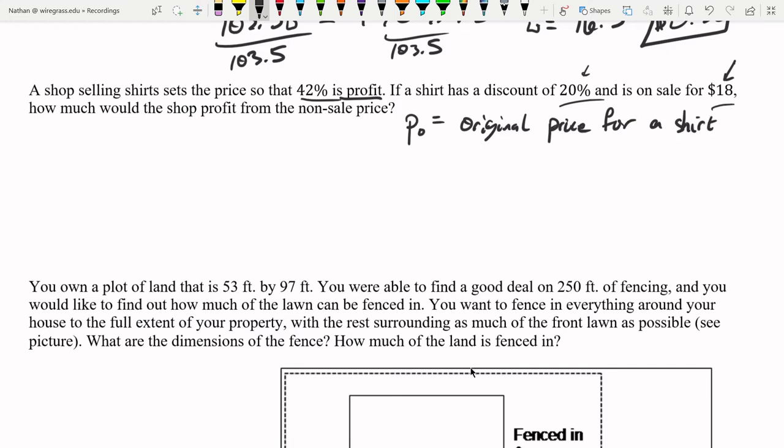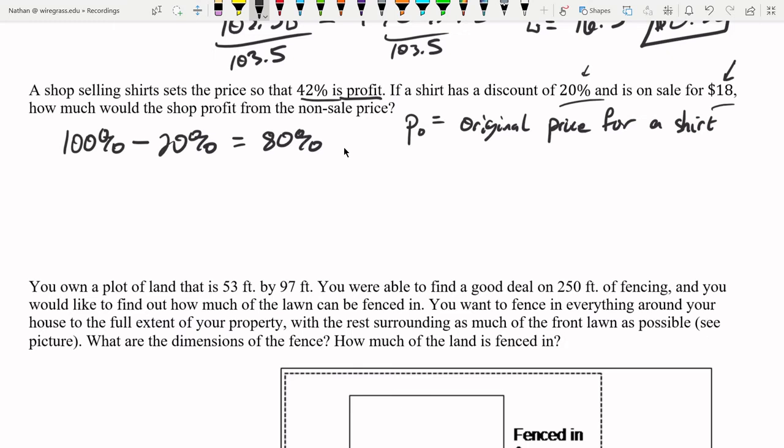Okay. Now, all we have to do is figure out how do we get the normal amount from the $18. Well, if a shirt is discounted by 20%, that means we took off 20% from the original 100%. That means that $18 is 80% of the original price.